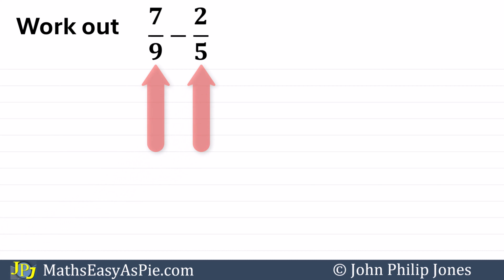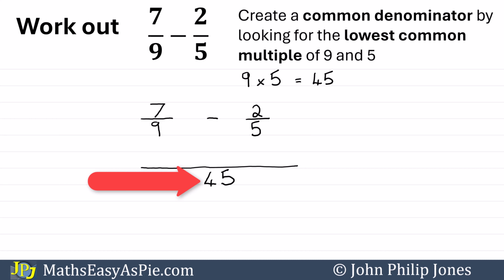Now, 9 times 5 equals 45, and in the case of these two numbers, this is the lowest common multiple. I will now write out the subtraction. Below the subtraction, I will write down the common denominator just under the long bar. How many times does this 9 divide into 45? And the answer is 5 times.